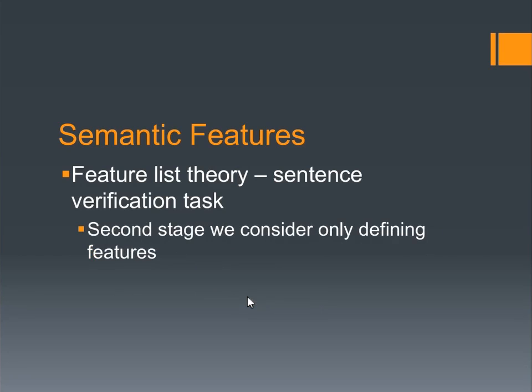And at stage 2, we consider only those defining features. So for all the characteristic ones, we are like, well, these sometimes work, sometimes don't, so I'm going to focus on only the defining ones. And that is how I can tell whether or not something's in the category, which allows me to respond to these verification tasks.